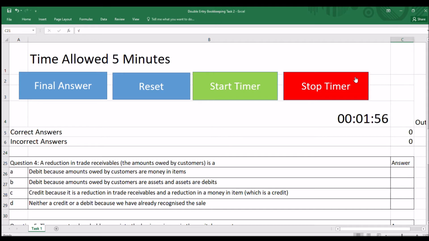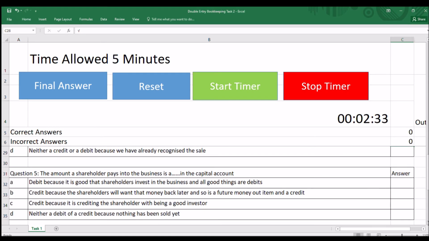Question 4. A reduction in trade receivables, the amounts owed by customers, is a, it's a credit because a trade receivable, an amount owed by customers, is a money in item. It's going down, so it's been reduced. So a reduction in a money in item is a credit. So the answer to that is C.